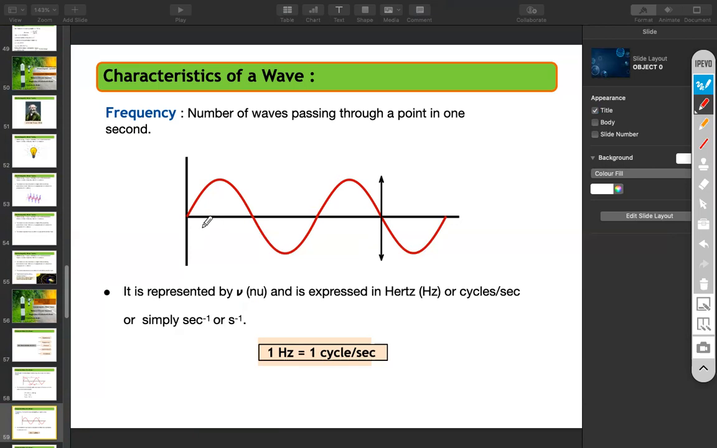Okay, fine. So here you have a wave frequency. Frequency means in 1 second how many waves are being passed, and it is represented by nu. Nu is the representation for frequency and is expressed in hertz, Hz.